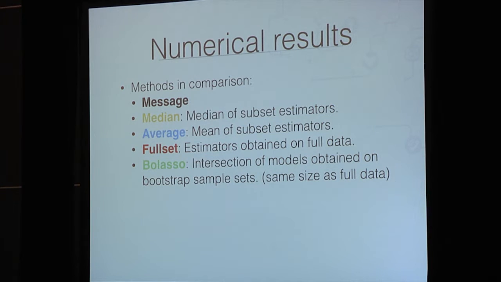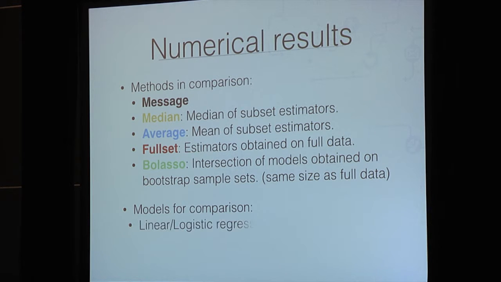Here we also compare to the bootstrap Lasso. This is a little bit different. The bootstrap Lasso procedure is you first bootstrap your data set to get a lot of bootstrap samples, where each bootstrap sample has the same size as your original data set. And then you run Lasso independently on them and get a model, and then intersect the models to get your final model. And then the final model will be applied on the full data to get your final output.